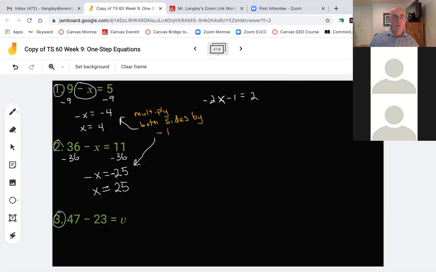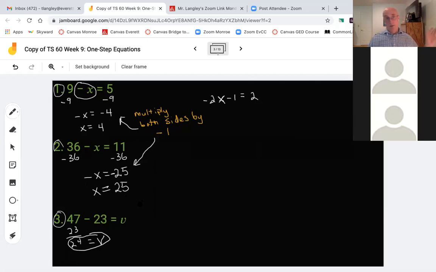Number 3 is easier. 47 minus 23 is v. Oh, I'm just going to do the math. I'm going to put 23 over here, and I'm going to get a 4 and a 2. So 24 equals v. Okay, there's my answer. If I circle it, 24 equals v.